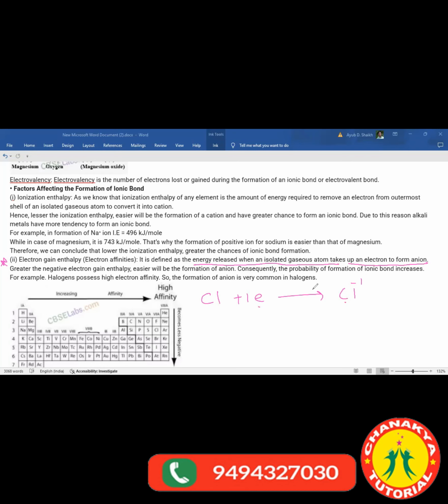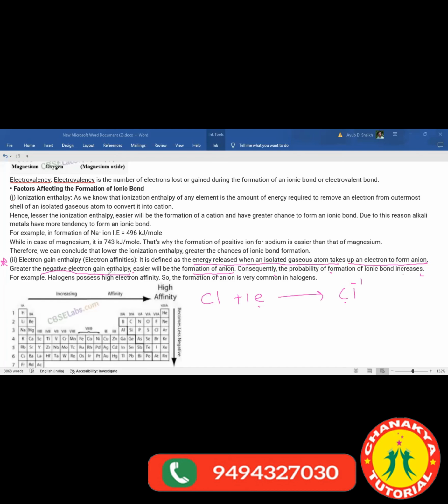That is called electron gain enthalpy. It is completely opposite to ionization enthalpy. So what is given here? Greater the negative electron gain enthalpy, easier will be the formation of anion. Consequently, the probability of formation of an ionic bond increases.